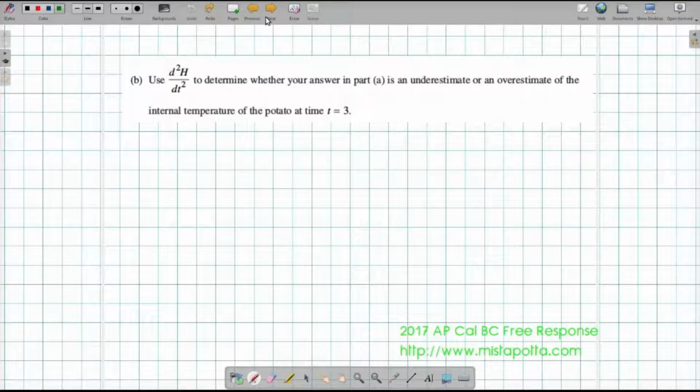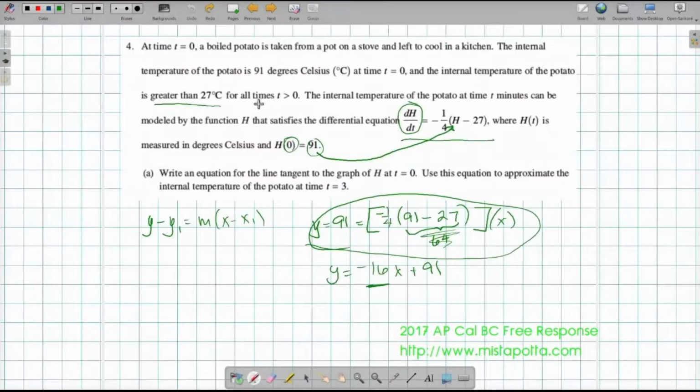Part B wants us to find the second derivative of h with respect to t to determine if this is an underestimate or an overestimate at time t equals 3. Wait, did I finish answering that question? I found the tangent line and then used this equation to approximate what happens at t equals 3. So y of 3, in other words, h of 3, is approximately equal to negative 16 times 3 plus 91.